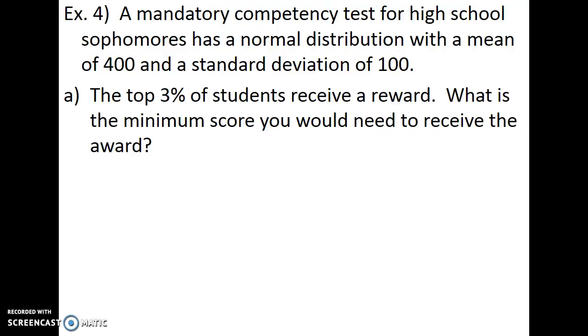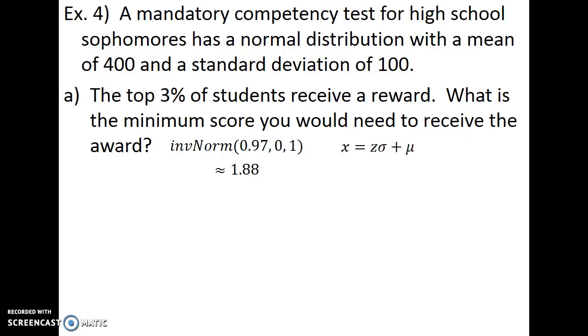Award, reward, whatever. So if it's the top 3%, then we need to think what's the area below this cutoff score. If it's the top 3%, 97% is below. So what we can do is inverse norm 0.97, 0, and 1. This is finding a z-score since 0 and 1 are telling me it's on the standard normal curve. But it wants the minimum score on this competency test.